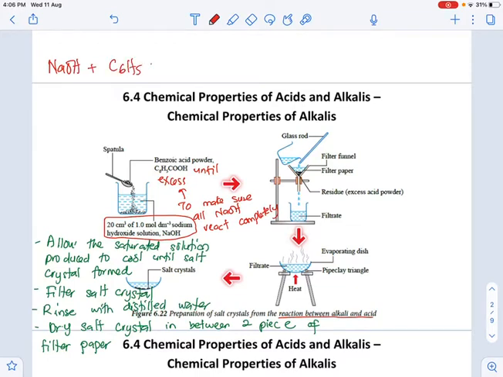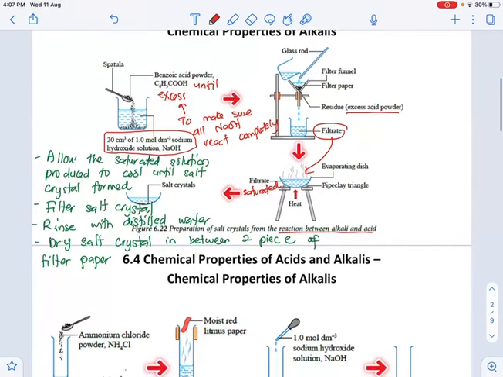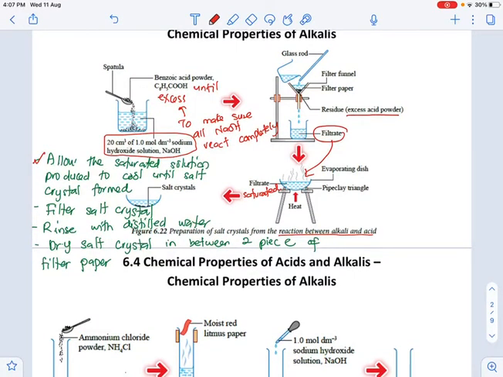benzoic acid. Okay, the salt produced is sodium benzoate and water. Then filter out the excess of acid powder through filtration. Then the filtrate, which is sodium benzoate, is transferred into the evaporating dish. The filtrate is heated until saturated. When the filtrate becomes saturated, allow the saturated solution produced to cool until salt crystals form.